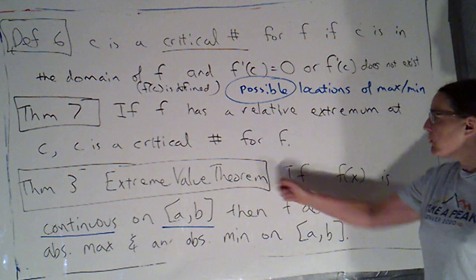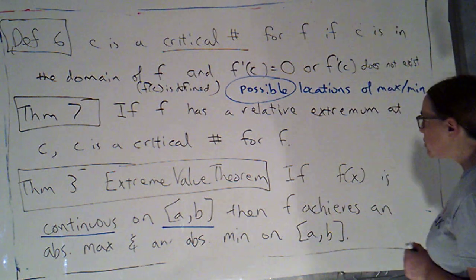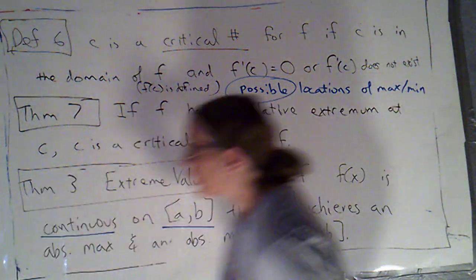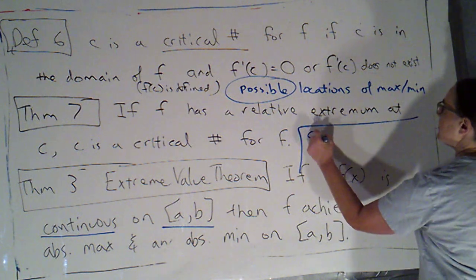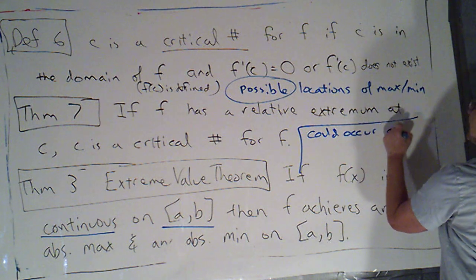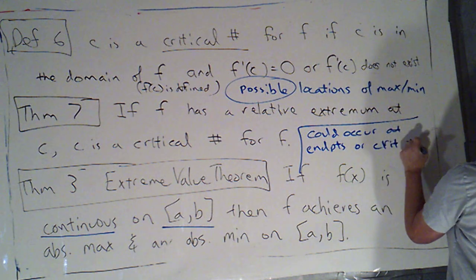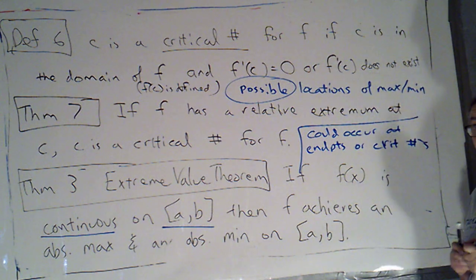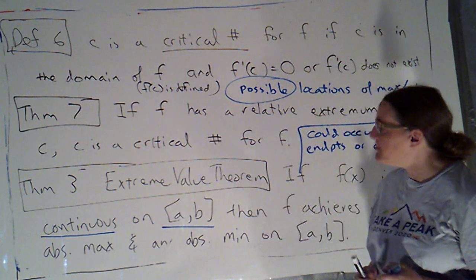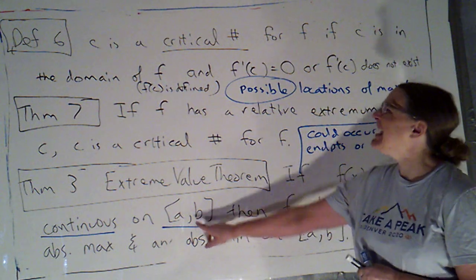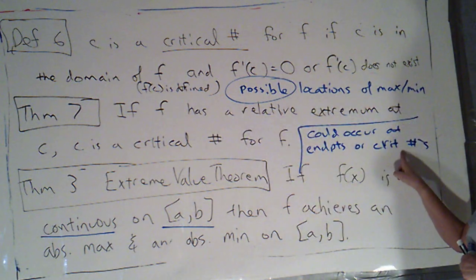Okay. So how we're going to use this is, if the extreme value theorem tells us for sure that there's an absolute max or a min, there are two locations where it could occur: at endpoints or critical numbers. Because if it occurs at a point that's not an endpoint, then it occurs at some point where the function's defined on either side, so if it's an absolute max or min that occurs in the middle of this interval, it's also going to be a relative max or min, and then Theorem 7 kicks in and tells us we're at a critical number.